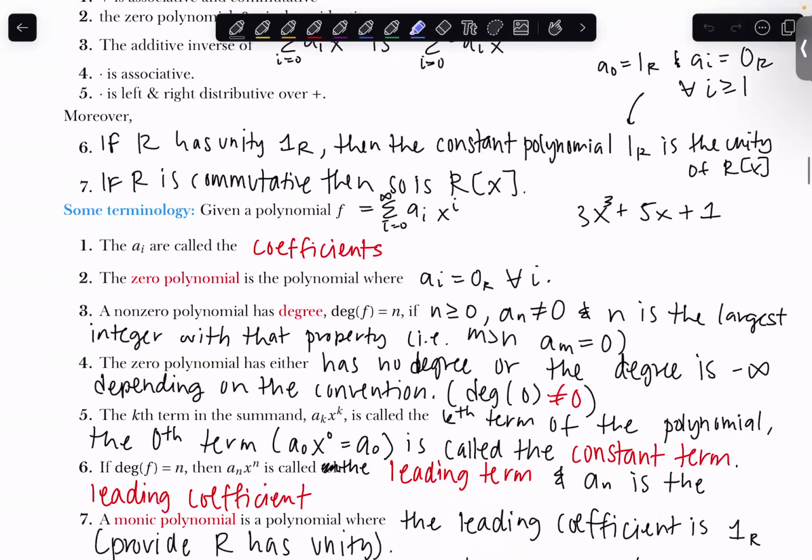Okay, we also know if the ring where our coefficients come from has unity, then the constant polynomial, that's just the unity, so it's 0 for everything else, is going to be the unity of our polynomial ring. If the ring is commutative, then the multiplication is going to be commutative, and so the full ring, R[x], is also commutative here.